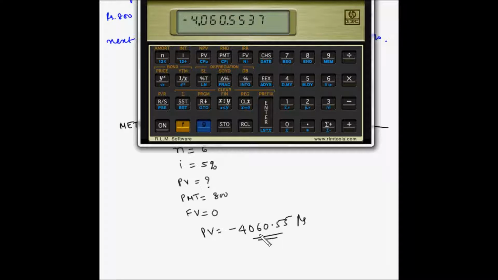So as we have seen, all the 4 methods gave us the same answer, pretty close. In one method I think it was 4060.56, but that's pretty close, and that's because of the rounding of the decimals and so on. So depending on the method that suits you the best, you can choose any of these methods.